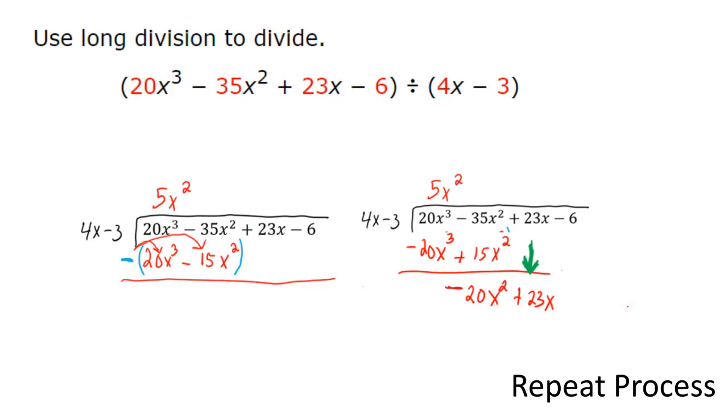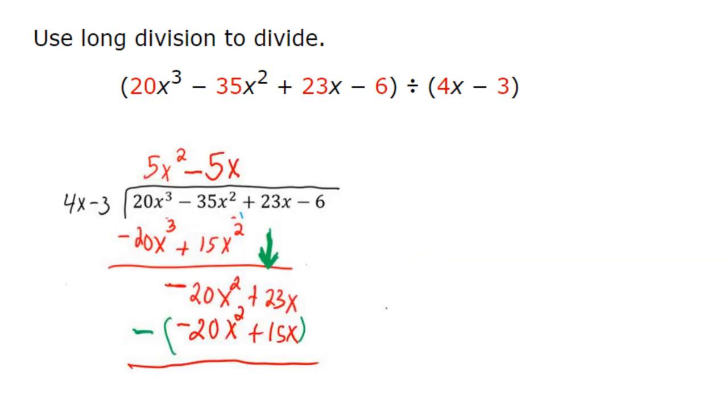And we get 20x cubed minus 20x cubed is going to be 0. And negative 35x squared plus 15x squared is going to be negative 20x squared. We're going to bring down our 23x. And then we're going to repeat the process. Okay, so we're going to ask ourselves, what do I need to do to 4x to multiply to get a negative 20x squared?